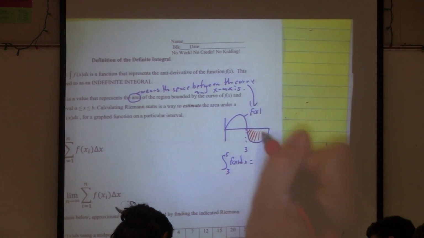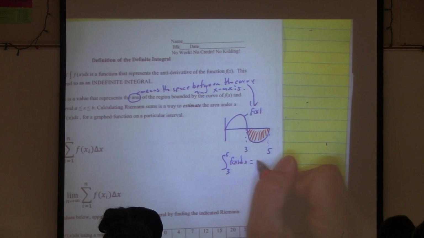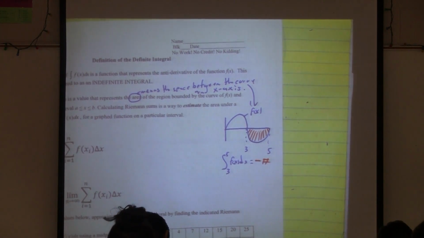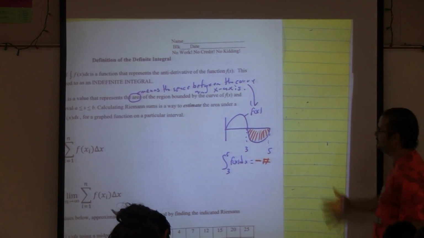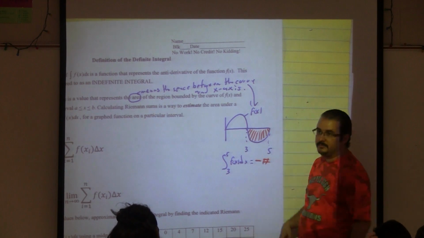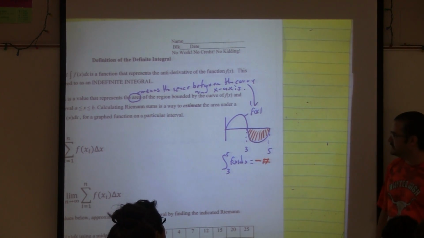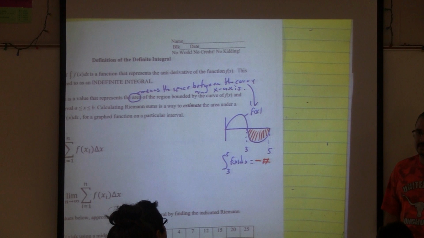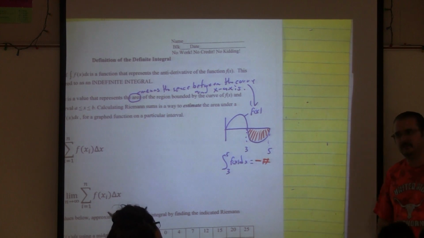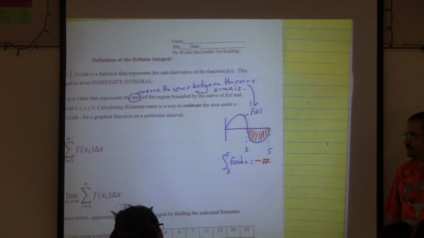This space right here is where? Where's that space? Beneath the x-axis, right? So it's going to give me some negative number. Can we have negative area? No. Okay? Do you understand?